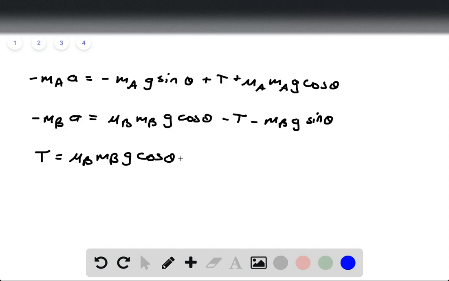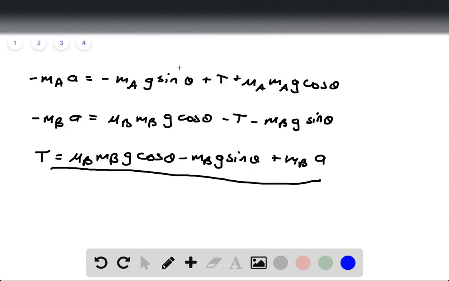So really just doing some algebra here. And now we can plug this equation for T into this equation here, into the T here, and then we'll have one big equation just in terms of A and known variables. This is plugging in T.